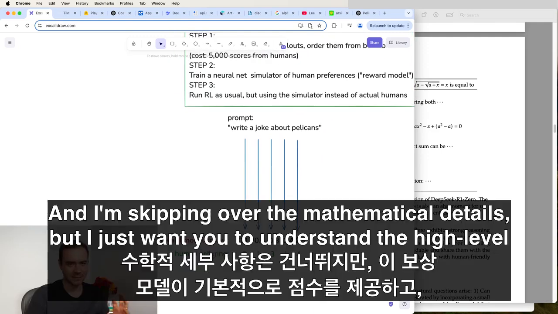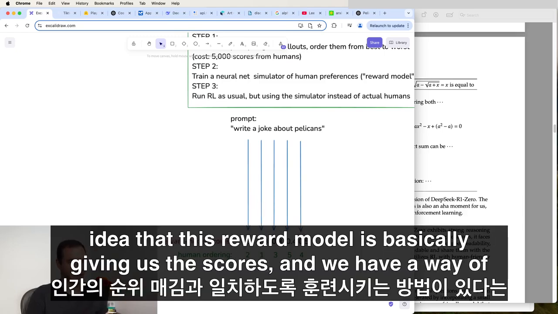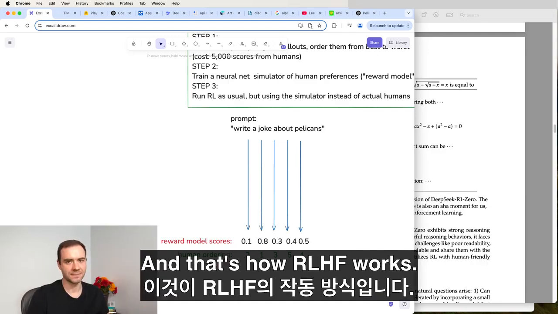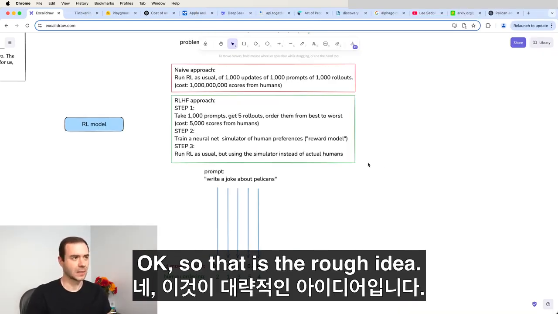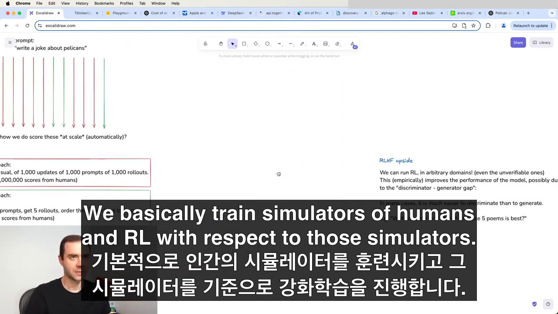And I'm skipping over the mathematical details, but I just want you to understand a high-level idea that this reward model is basically giving us the scores, and we have a way of training it to be consistent with human orderings. And that's how RLHF works. Okay, so that is the rough idea. We basically train simulators of humans and RL with respect to those simulators.